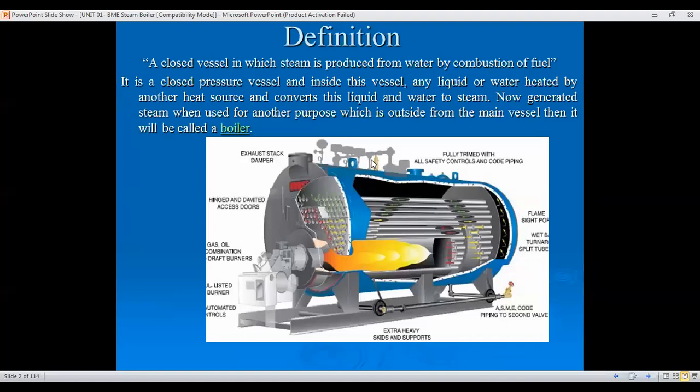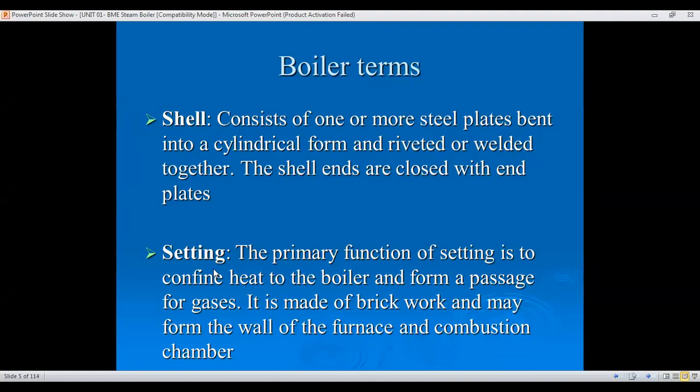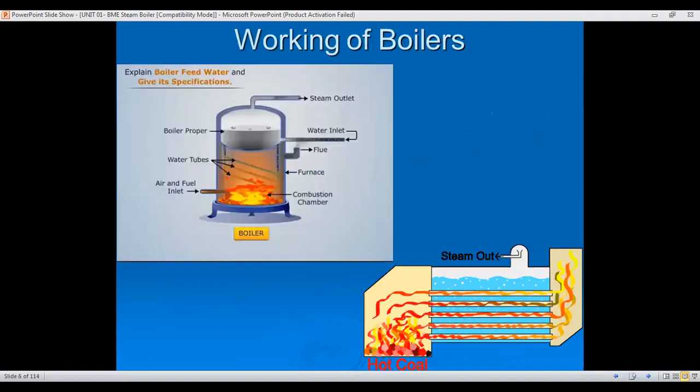Okay, so what is the next part? Setting. Okay, what is that? The primary function of setting is to confine heat to the boiler and form a passage for gases. It is made of brickwork and may form the wall of the furnace and combustion chamber. The combustion chamber is where fuel is burned.